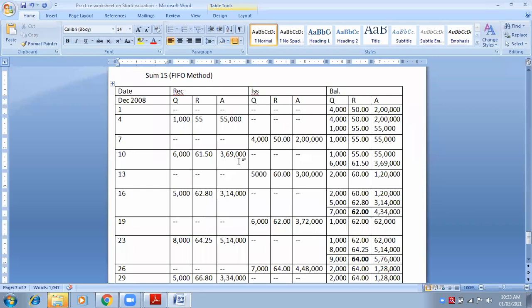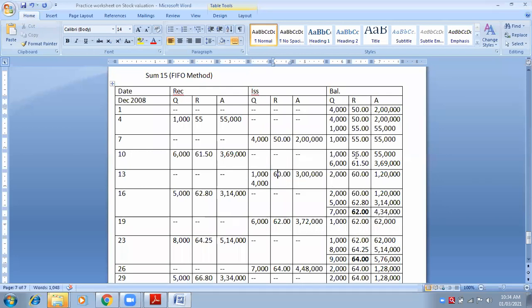Yes, ma'am. Okay. So now 5,000 units are to be issued, but we can't issue 5,000 units altogether. Why? Because this is FIFO method. It says first in, first out. So what is the first slot? 1,000. So first we can issue 1,000 units and then we can issue 4,000 units, because the second slot is 6,000. Out of 6,000, 4,000 can easily be issued. So we have to split this into two parts, 1,000 and 4,000.